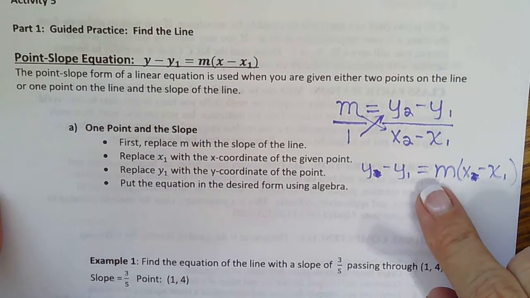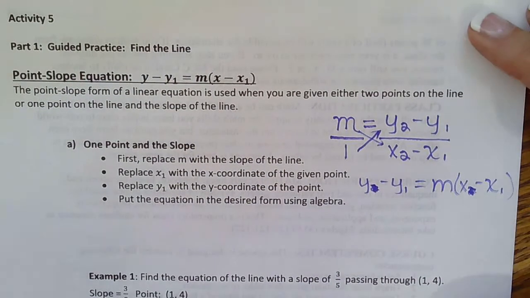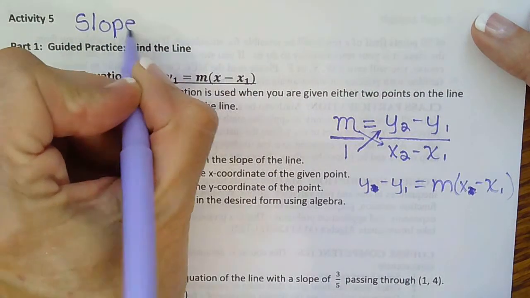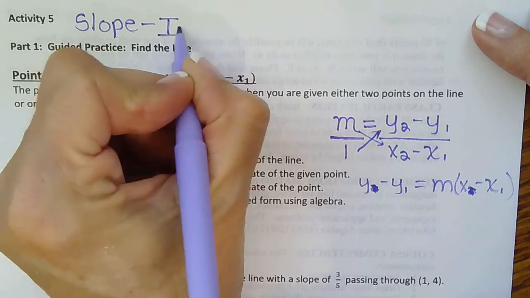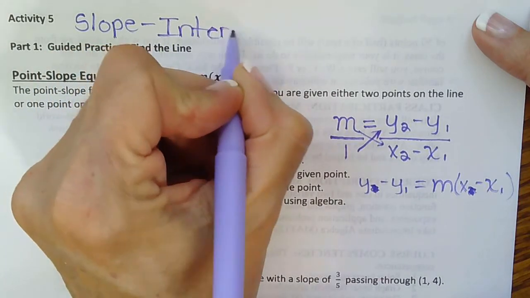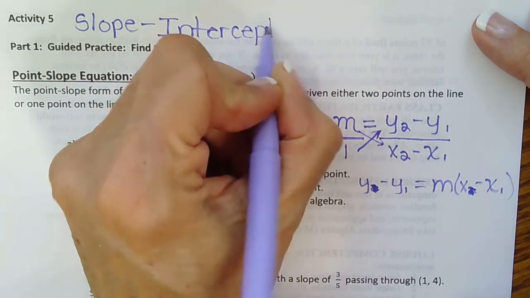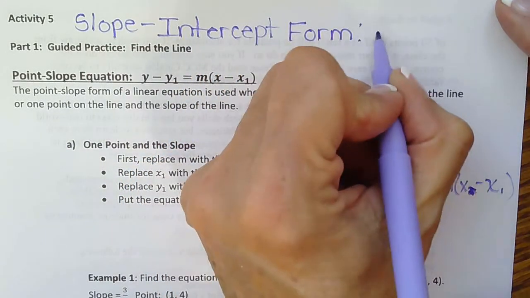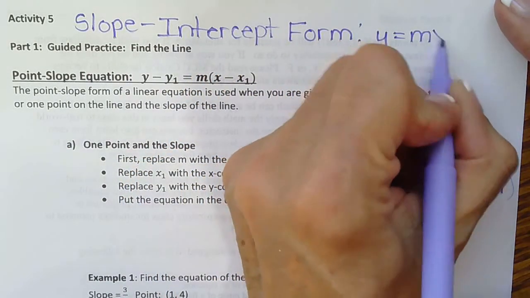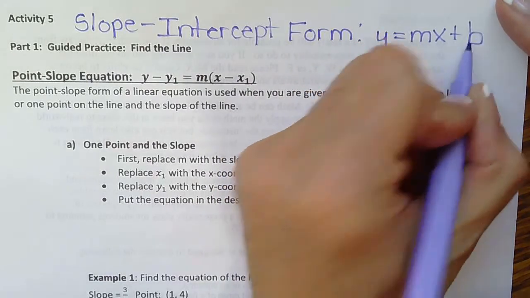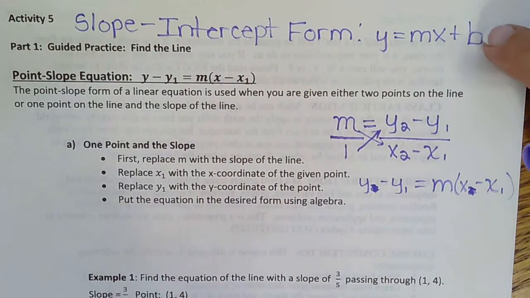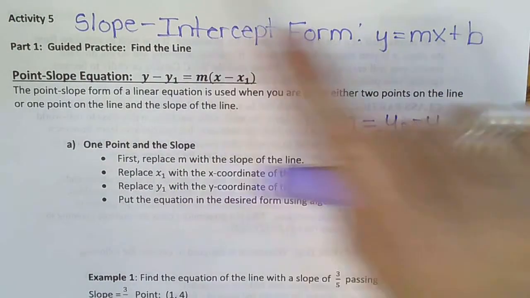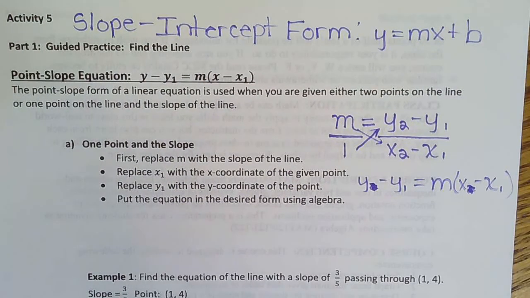So our original one, let's just write this up here. This one is called slope intercept, what we've been using forever. Slope intercept form is y equals mx plus b, because they're all named by what they give you. So far in this entire class, we've been using this one. It gives us the slope, and it gives us the y-intercept. That's why it's called slope intercept.